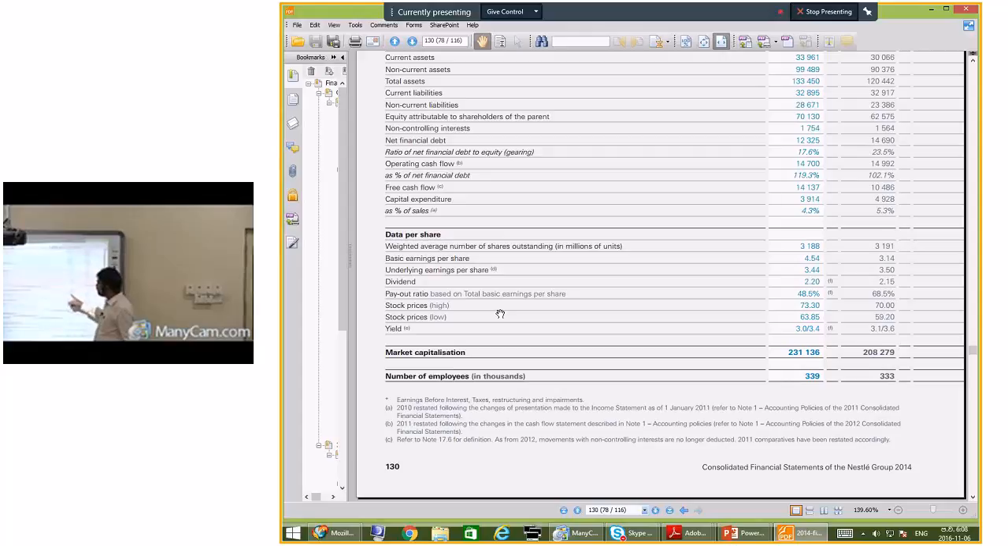Then if you go to the basic earnings per share here, earnings per share of 4.54, right? Then we can compare with the previous year, 3.14, now it has increased up to 4.54. Now not only this, we have to have some idea how to read the income statement, read the cash flow, read the statement of financial position. That is the important thing. Next, our next task is to read them.